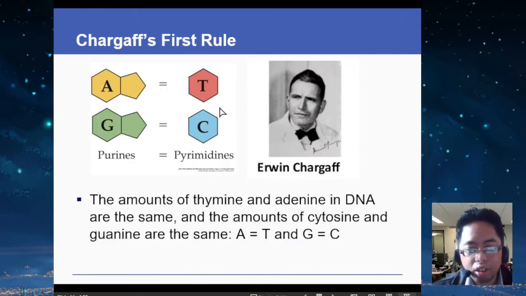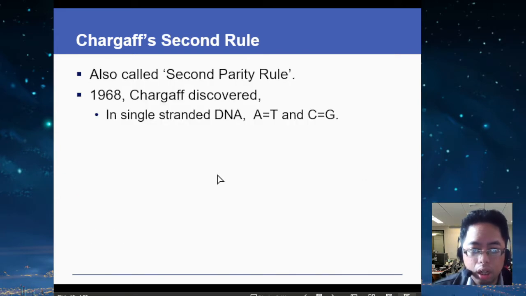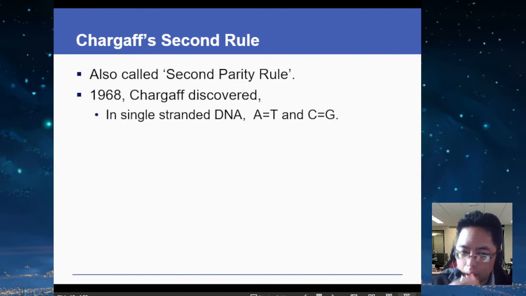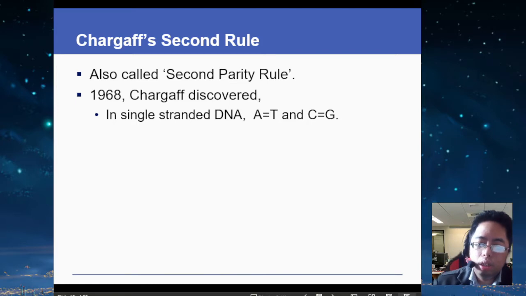Okay, so here is Chargaff's first rule. It means that A must be the same as T, G must be the same as C. So the amount of thymine and adenine in DNA must be the same. The amount of purines and pyrimidines, G and C, must also be the same. Chargaff's second rule is called the second parity rule. In 1968, Chargaff discovered that in semiconservative DNA, A would pair with T, C would pair with G.